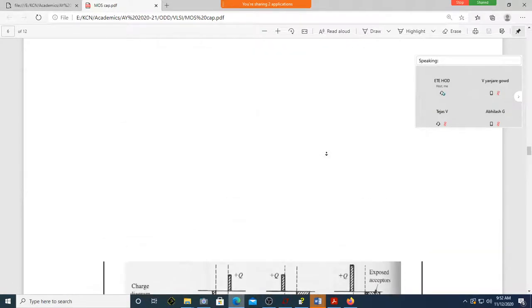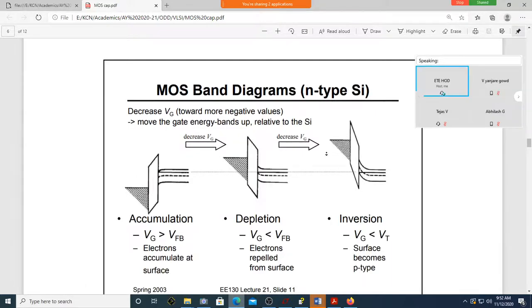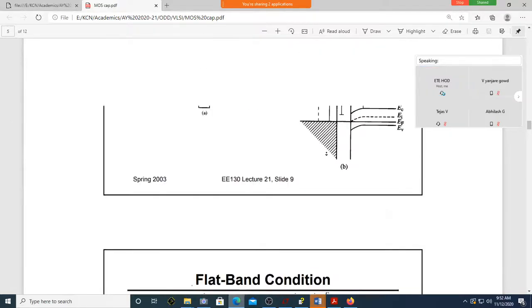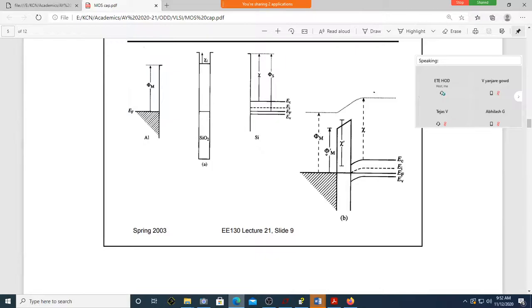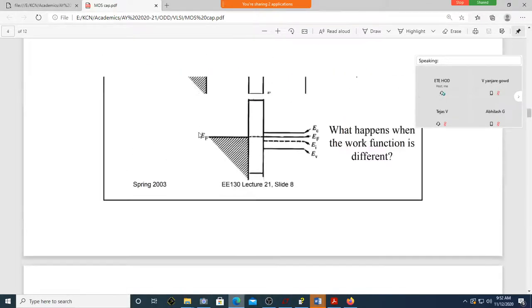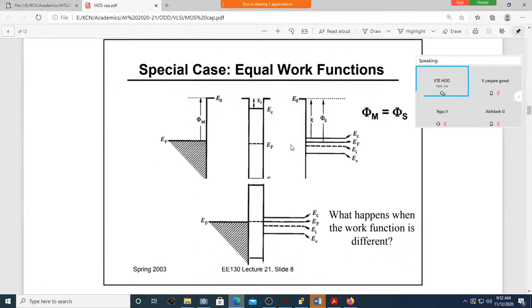Of course, we can similarly write it for N type. Can you see this general case? Okay, this one you can. This will give you some information.